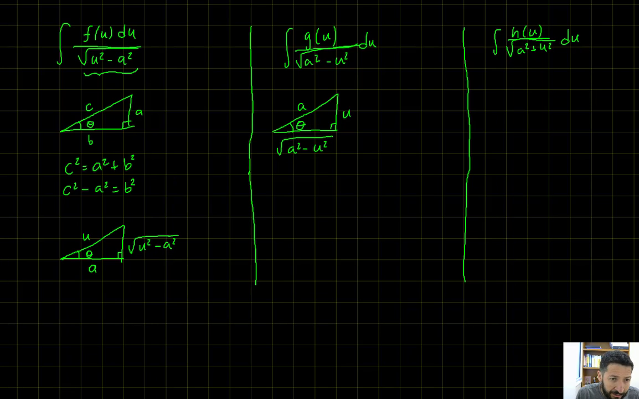Now you have a plus, so you're back to this situation. You don't have a minus, you have a plus. So we're talking about both terms, one will be an adjacent and the other will be an opposite. But the hypotenuse then will be just the square root of a squared plus u squared by the Pythagorean theorem yet again. And so here we normally pick u.